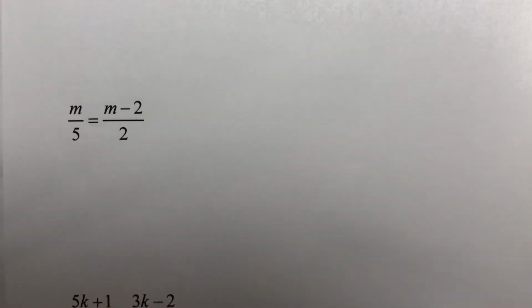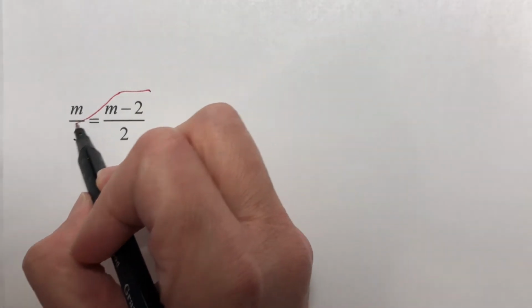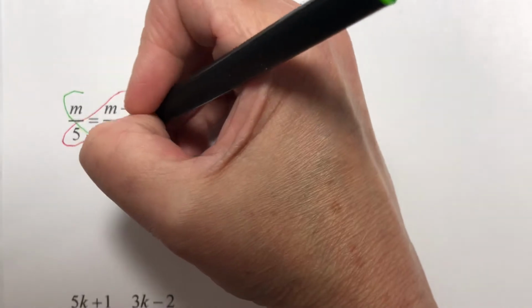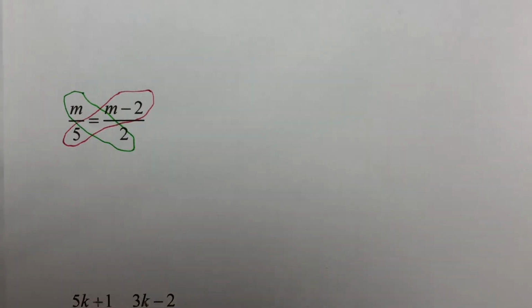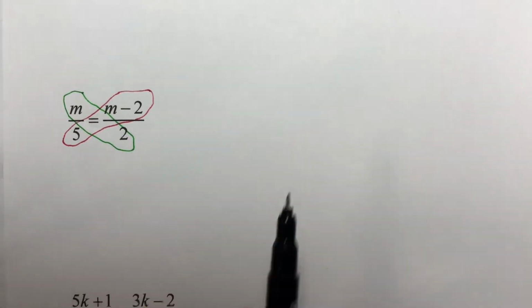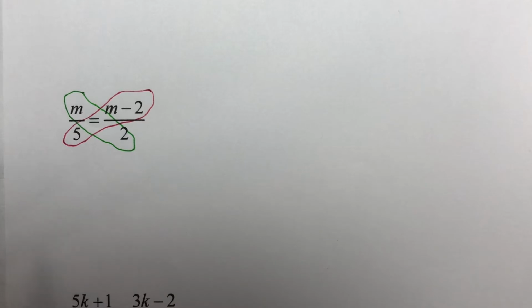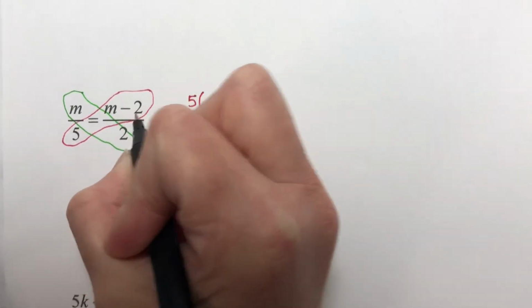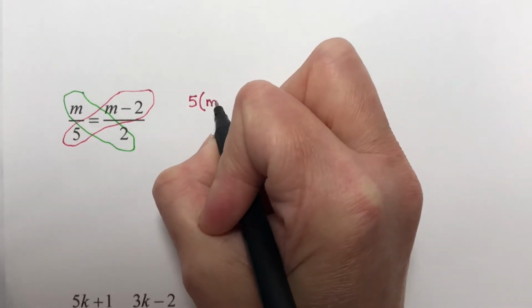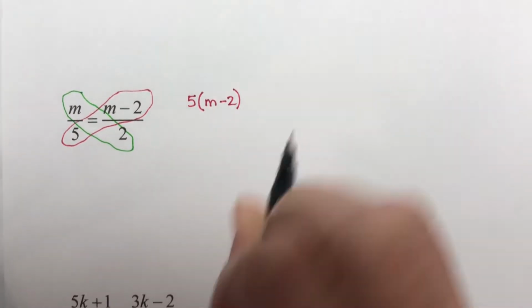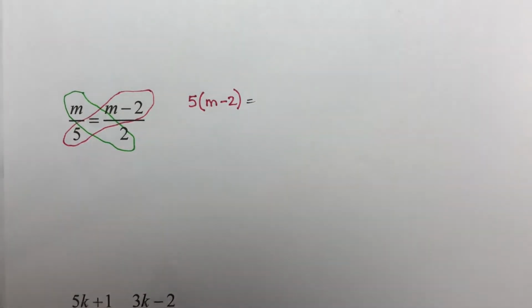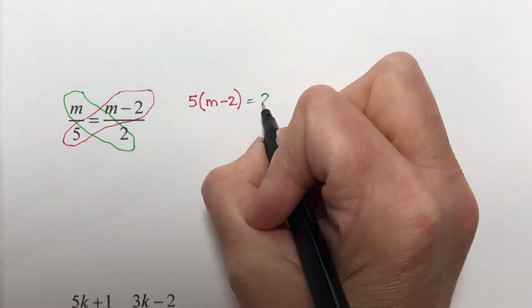So I'm going to multiply, and this is just a choice. I'm going to multiply these two together first, and then I will multiply these two together, and I'll use colors so you can see what's happening. 5 times m minus 2. This is 5 times the whole thing. You need to remember to use parentheses because we are going to have to distribute. And that equals 2 times m, 2m.